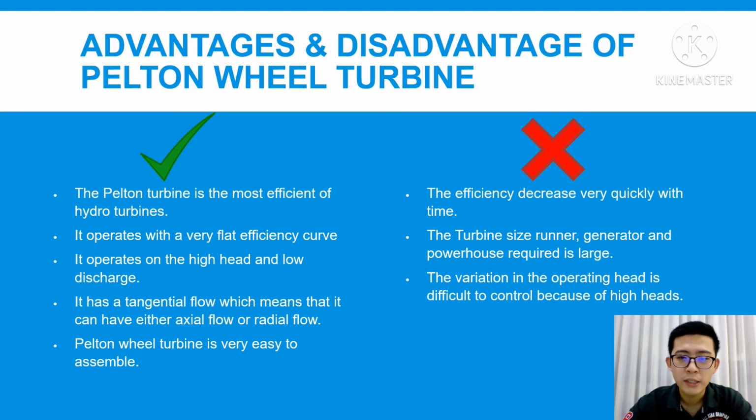When we come to the disadvantages, the efficiency decreases very quickly with time. The turbine size, runner, generator, and powerhouse required are large. And finally, the variation in the operating head is difficult to control because of high heads.